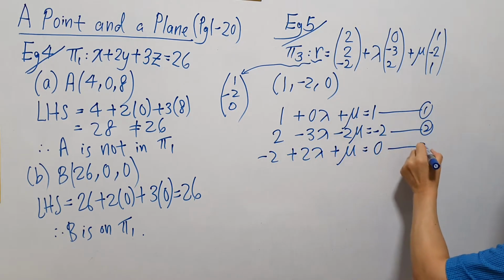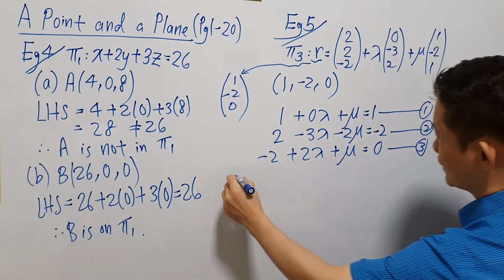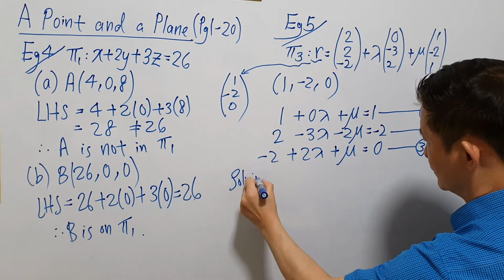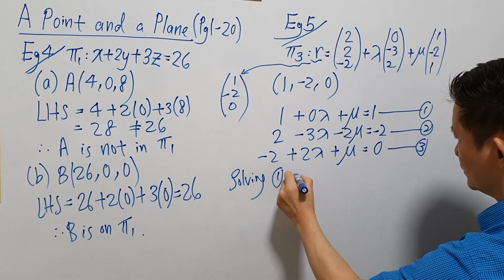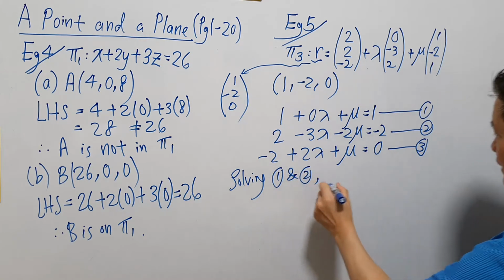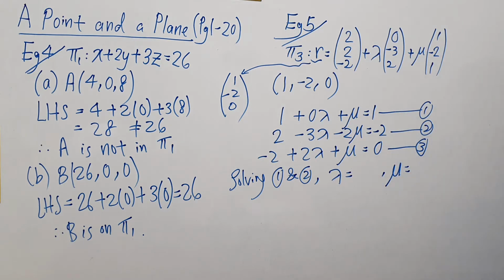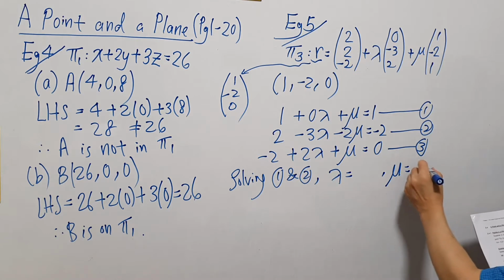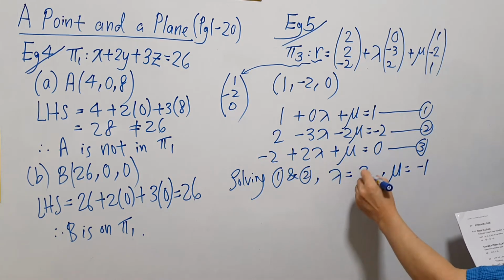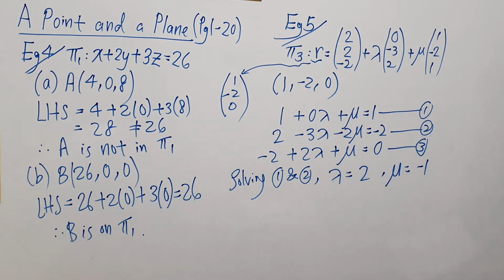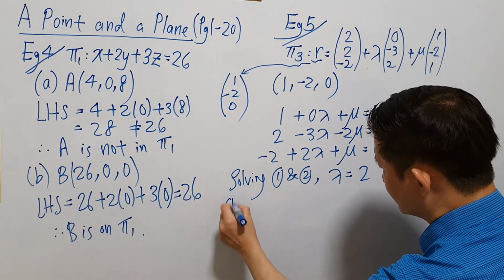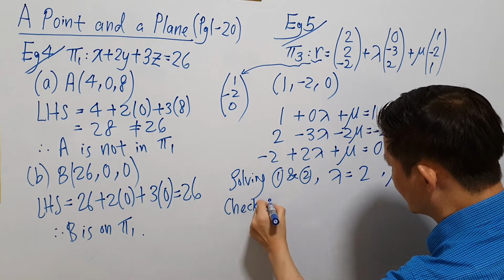Solving equations 1 and 2, lambda and mu can be found. If you solve equation 1 and 2, you will find that lambda and mu turn out to be 2 for lambda and minus 1 for mu. You can solve these two simultaneously quite easily. Then you check the third equation.